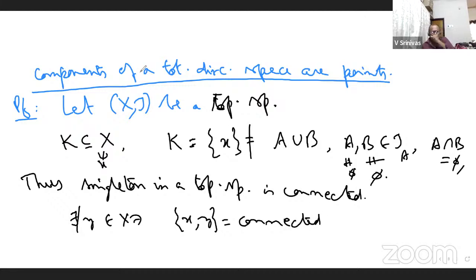To show that components are points, what do you have to show? You start with a general singleton, small x belonging to capital X, and then if we can show that for any y from capital X, this doubleton becomes disconnected. That's what we have to show. If we want our component to be a singleton, we have to show that the singleton is not contained in a larger connected set. Means we have to show that there is no y other than x such that the doubleton {x, y} is connected and contains the singleton x. So we show that this is not possible.